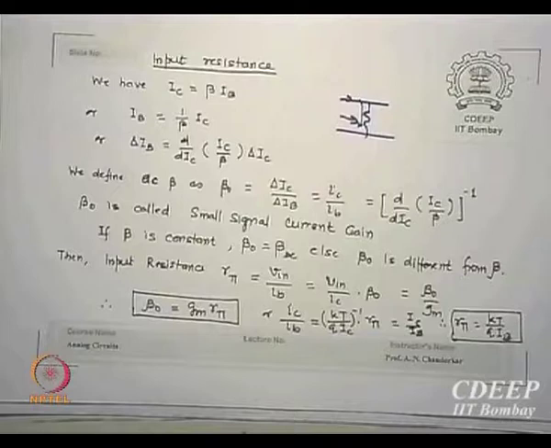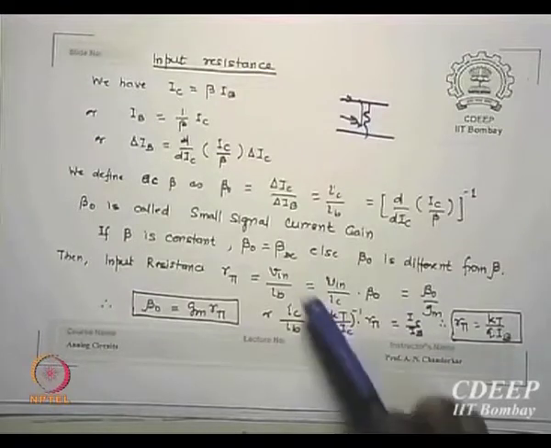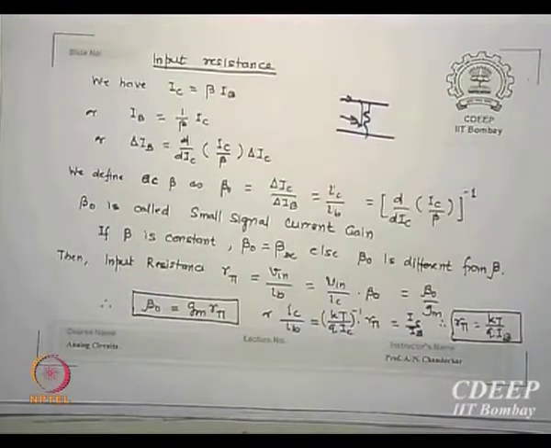Will be input signal or AC input divided by base current. Just now I showed you. So it is V in by IB, but IB now can be written as IC by beta, and now beta can be beta 0 or beta DC, whatever you wish, because we have made sure that beta is the same for both cases. Is that clear?